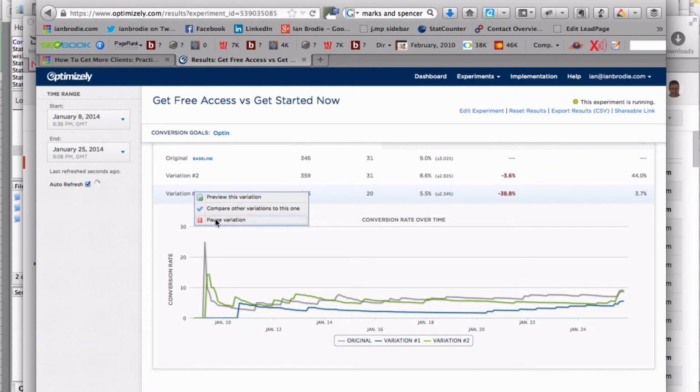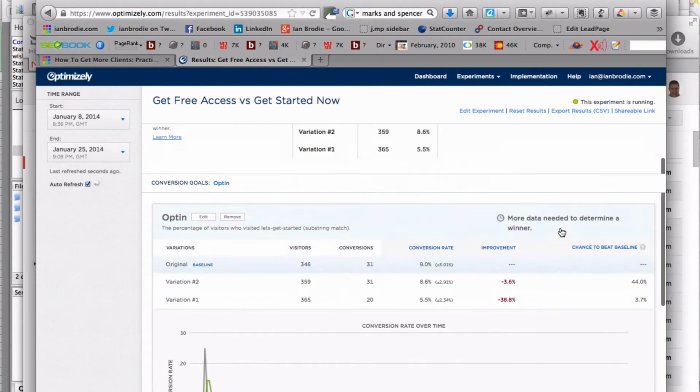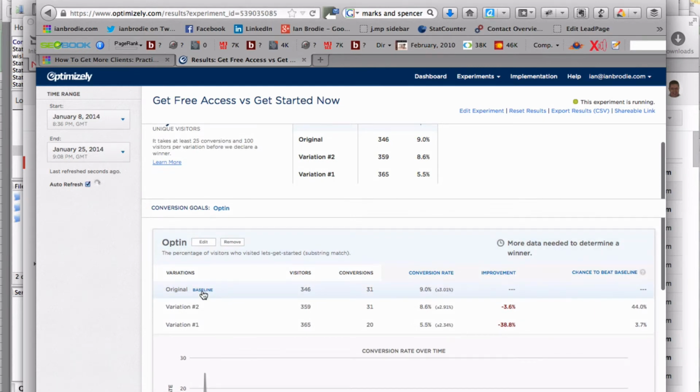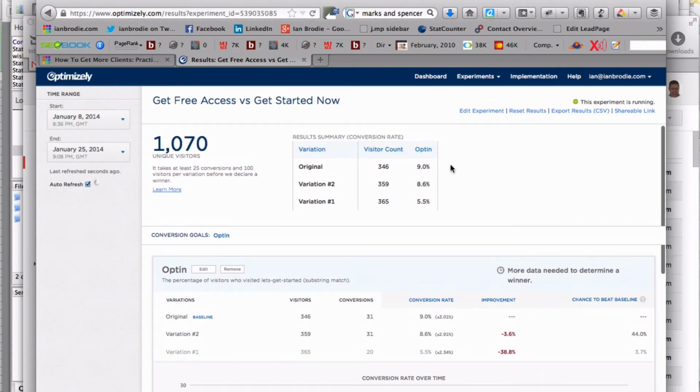I think if I just pause that variation, we can then just continue testing the two of get free instant access and get my free ebook. But they're so close, to be honest, after quite a lot of tests, I suspect it will be really difficult to tell the difference. They're probably very close to each other.